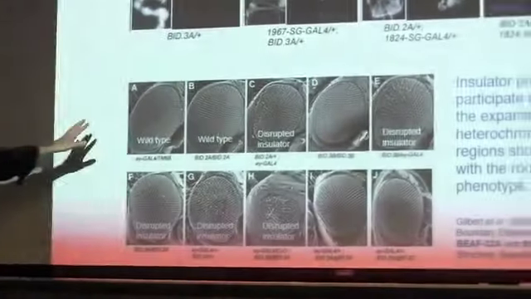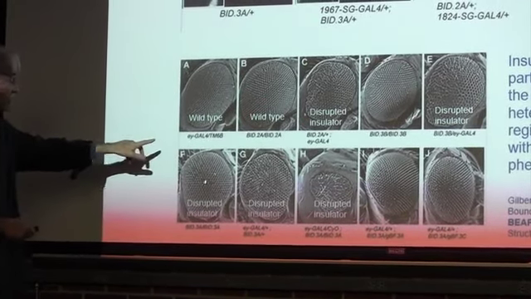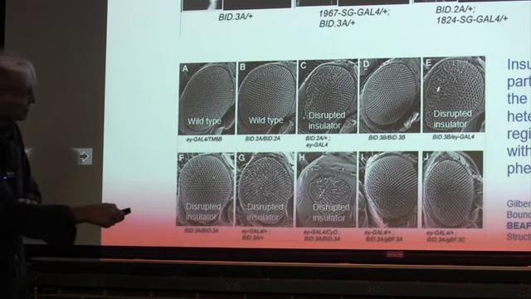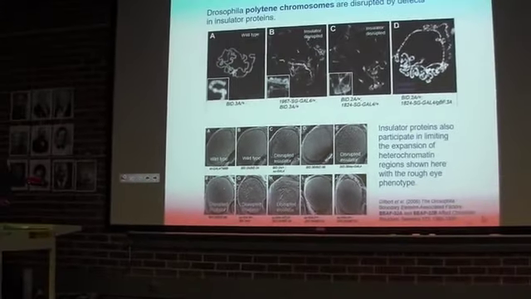In addition, you can have drastic effects on various developmental processes. Here's one particular insulator protein disrupted. You see the wild type Drosophila eye, and here you see its disrupted form. You can see some breakdown in the normal pattern. Wild type, disrupted insulator, disrupted. Here's more drastic. This is really a drastic phenotype. So these things appear to be real, and we're just beginning to appreciate their role.